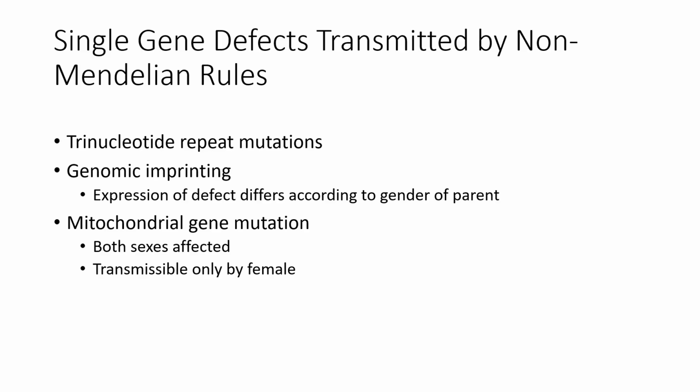Up until now, we've been playing nicely within the Mendelian sandbox: dominant, recessive, predictable ratios. This slide is where genetics politely asks Mendel to step aside. These are single gene disorders, but they do not follow classic Mendelian inheritance patterns, and that's exactly why they trip people up.